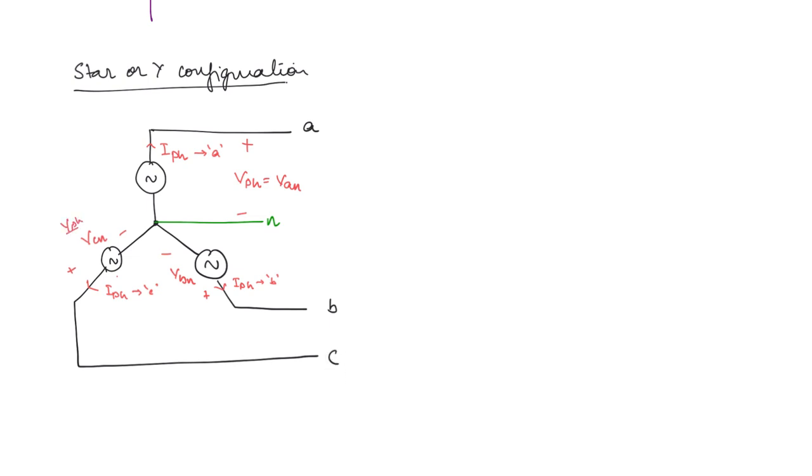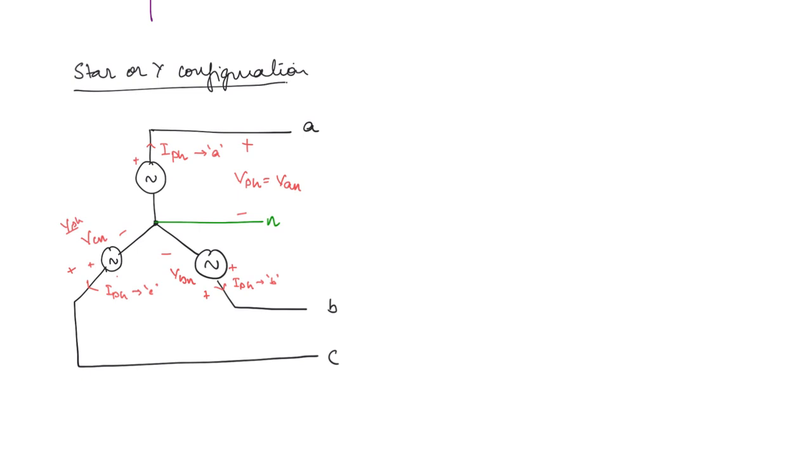So always the line will be the positive polarity, neutral will be the negative polarity. Okay, because the positive polarity of the source is going to be towards the line. What do we mean by positive polarity in an alternating circuit? It just means that during the positive half cycle, we consider this to be the positive terminal. Okay.